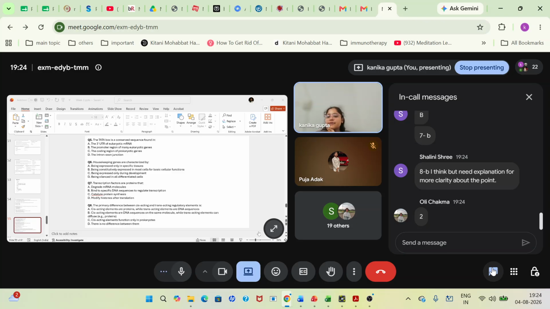Yes, the answer is B. So cis acting elements are DNA sequences on the same molecule, while the trans acting elements can diffuse. Basically, cis acting elements are those elements which are present on the same DNA sequence, that are present on the same gene, but trans acting are the ones which can be transcribed by one gene but can act on another gene also. For example, transcription factors. It is not like the transcription factors are transcribed by the same gene and then act on the same gene. No, it is not always the case.